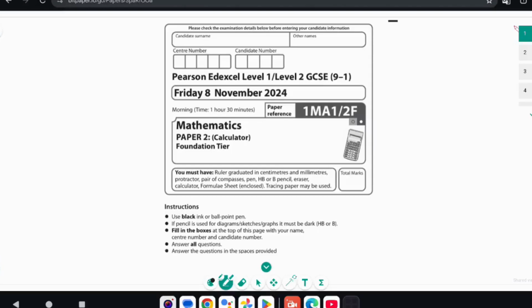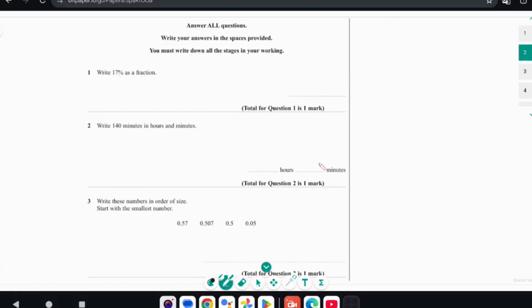This is a walkthrough for this Edexcel GCSE foundation paper, November 2024. So you can use a calculator for this exam. Okay, question 1, write 17% as a fraction. Percent means out of 100, so 17 out of 100.